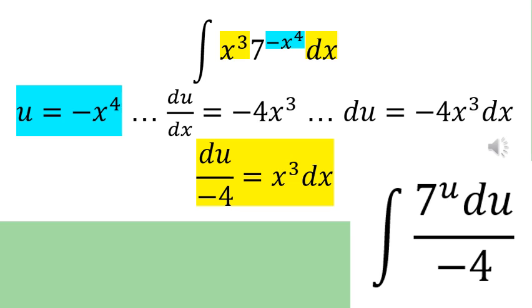So what I've got to do is divide by that -4, and it turns out that du over -4 would be x cubed dx. When I do all my substitutions, we're going to get 7 to the u du over -4.